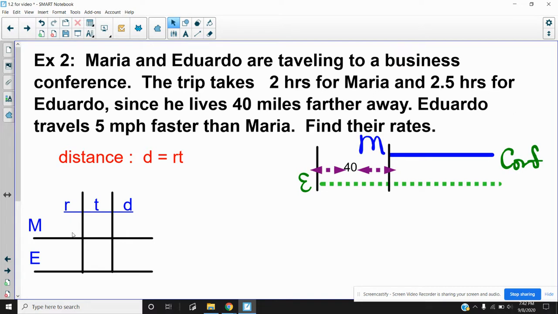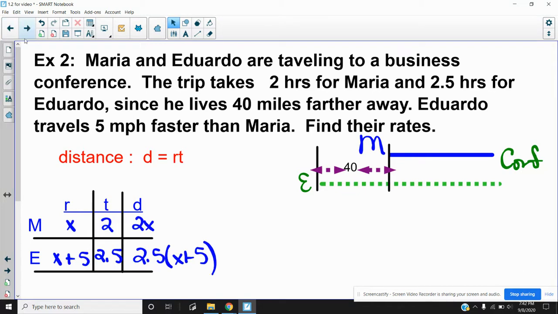Well, what do we know about Maria's rate? Well, we don't know a whole lot. We know that Maria travels slower than Eduardo. He's 5 miles an hour faster. So I'm going to call her rate x, and then his rate would be x plus 5. We do know that Maria travels for 2 hours. We also know that Eduardo travels 2.5 hours.